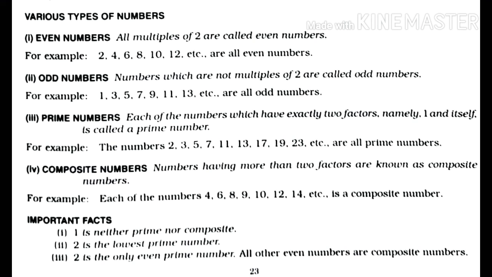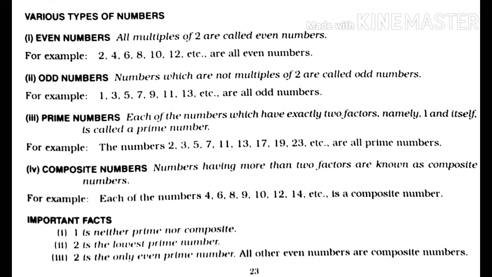Next, we have various types of numbers. Even numbers: all the multiples of 2 are called even numbers. For example, 2, 4, 6, 8, 10, 12, etc. are all even numbers. Or you can understand it this way also: if we have 0, 2, 4, 6, 8, these 5 digits in the ones place, they are all even numbers. What are odd numbers? Numbers which are not multiples of 2 or which cannot be divided by 2 are called odd numbers. For example, 1, 3, 5, 7, 9, 11, 13, etc. are all odd numbers.